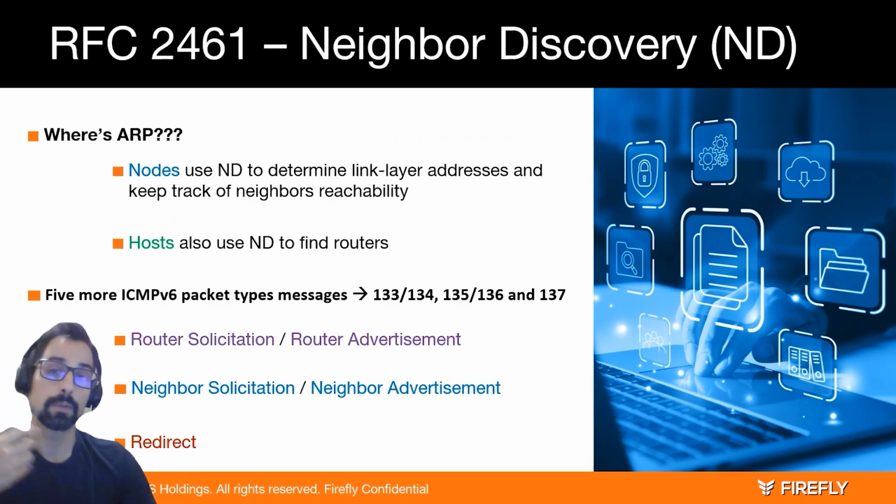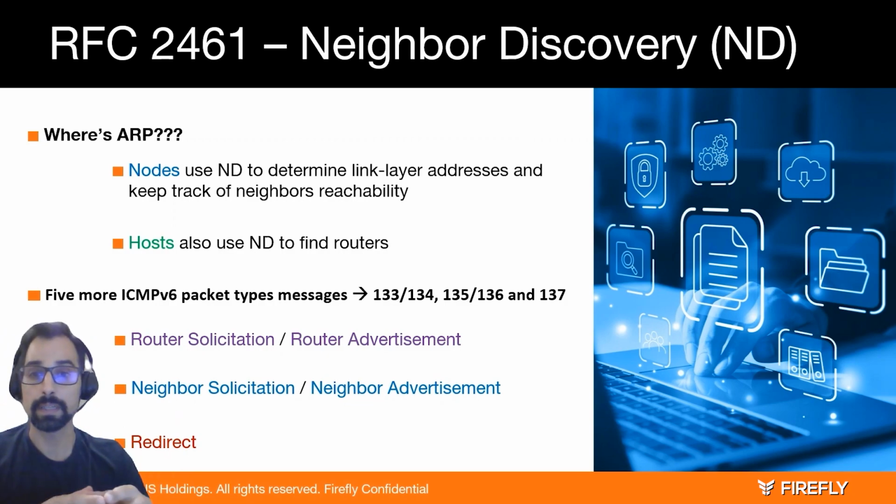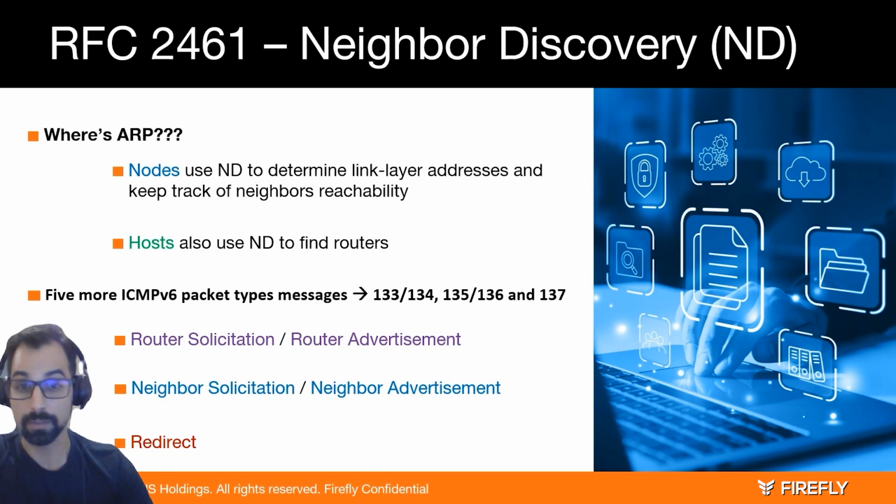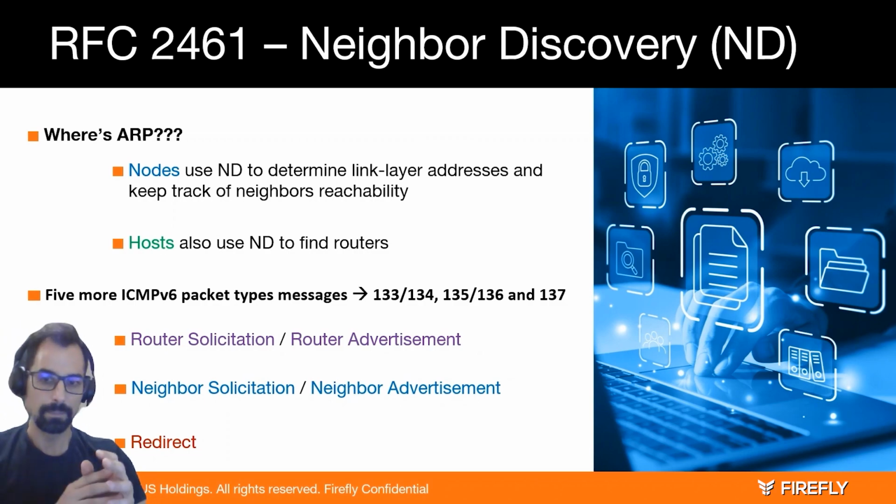And as we were saying, Neighbor Discovery defines 5 more ICMPv6 types, which are 133 and 134 for router solicitation and router advertisement, 135 and 136 for neighbor solicitation and neighbor advertisement, and 137 for redirect.